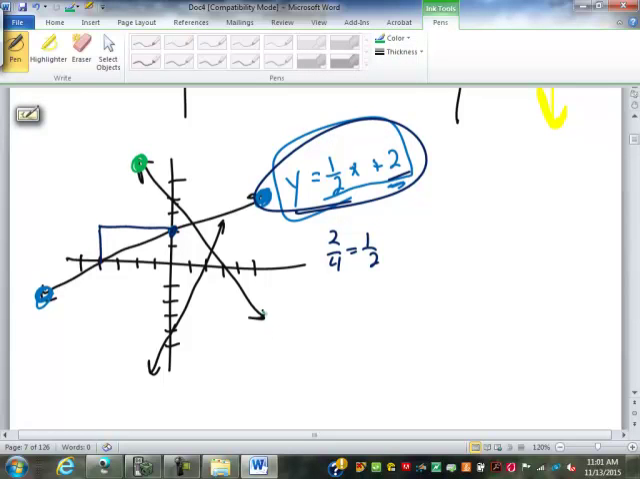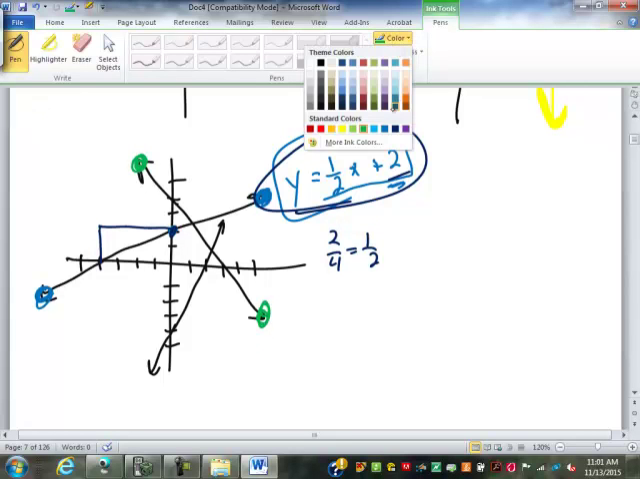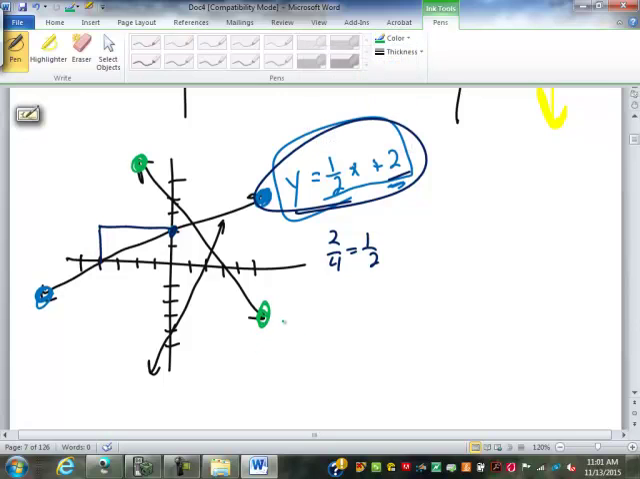Okay, let's look at this one here. What do we get for an equation? Negative 4/3 x plus 4. Very good. Y-intercept is at positive 4 right there. And we go down 4 over 3, so negative 4/3.